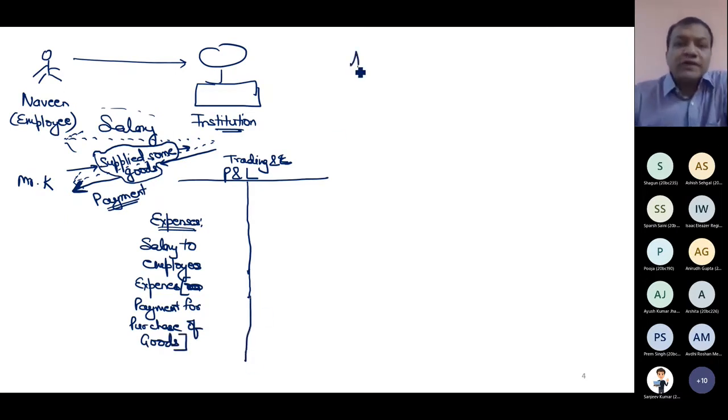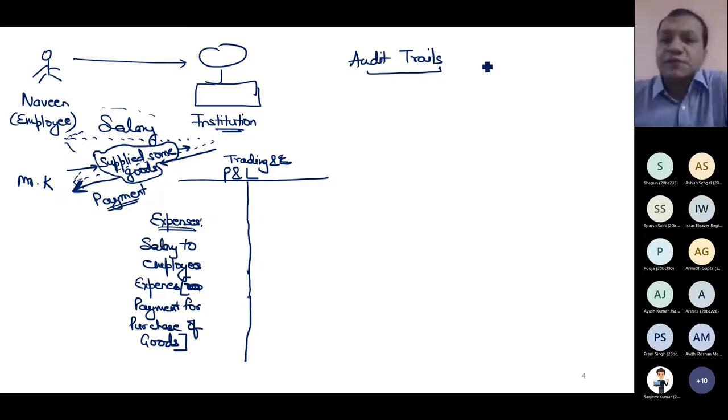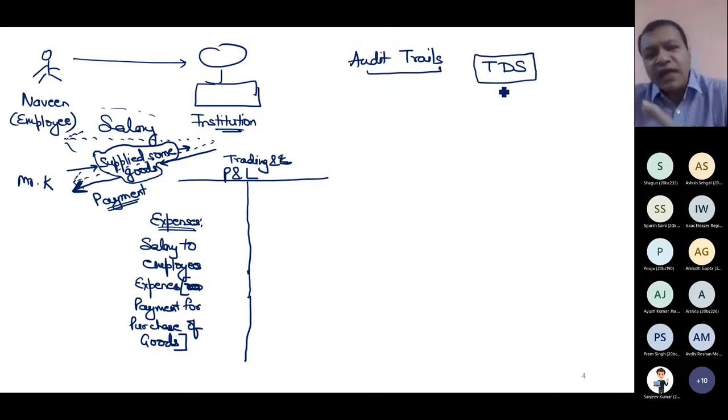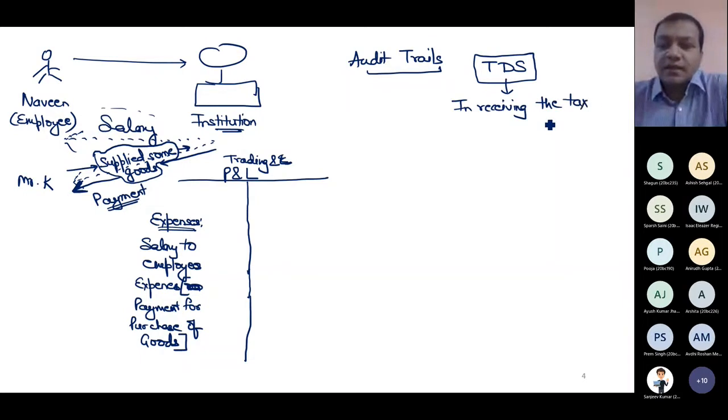Now, to keep audit trail, to keep transactions in record, what has the department given? Department has given some provisions of TDS, tax deducted at source. This TDS provision not only helps in audit trail, but also helps the department in receiving the tax regularly, because tax is normally paid on yearly basis.